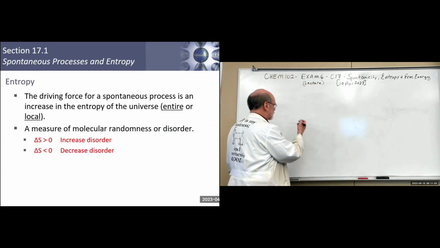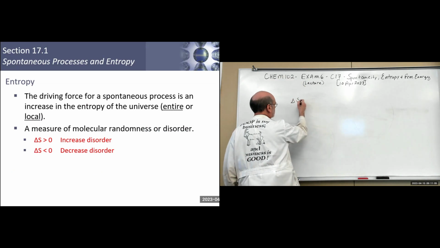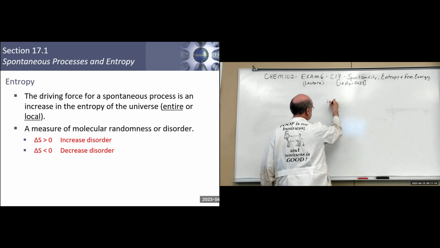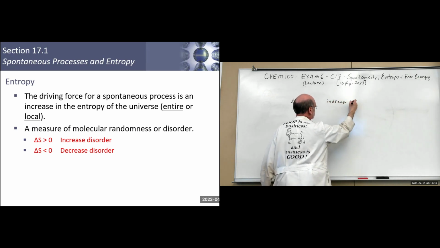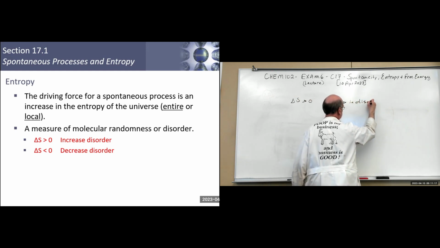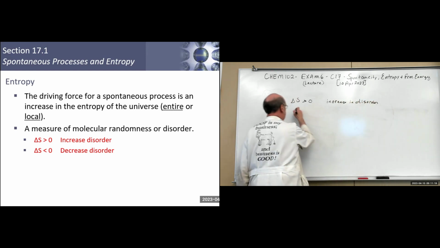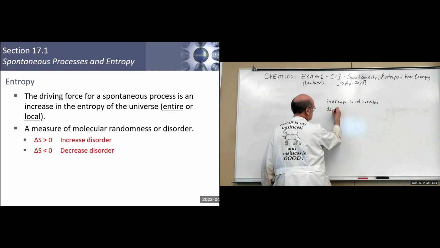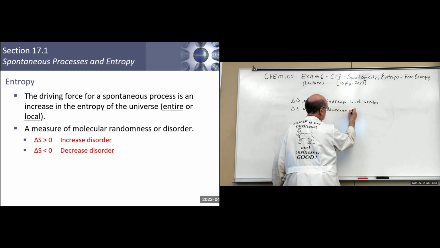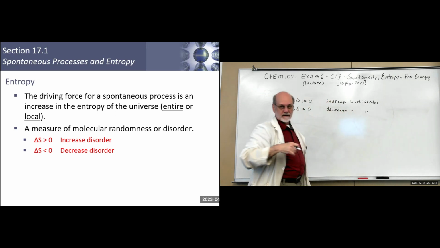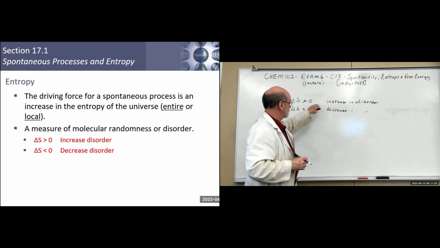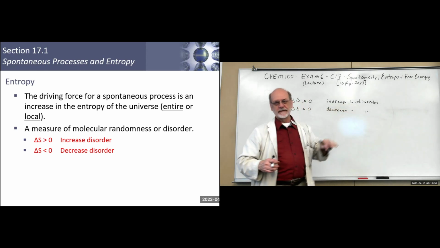A change in entropy, if it's greater than zero, we have an increase in disorder. And if the change in entropy is less than zero, we have a decrease in disorder. The natural movement of any system is to an increase in disorder.